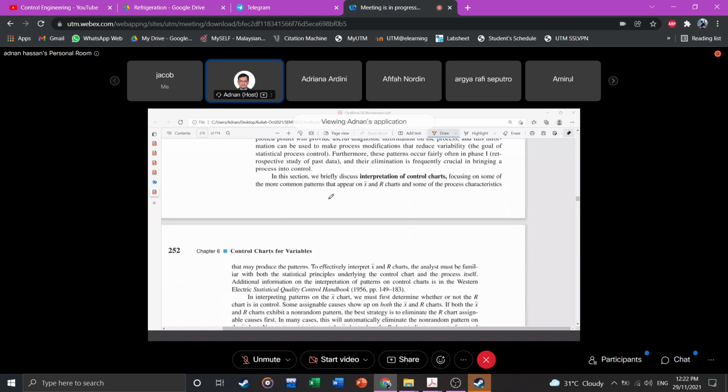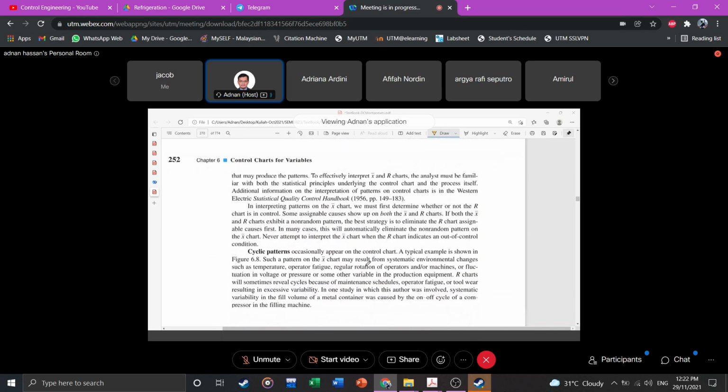Interpretation of control chart. Okay, interpretation. Last week I also touched a little bit on how Quality 4.0, Industry 4.0, the use of new technology, for example pattern recognition, can recognize process variability.